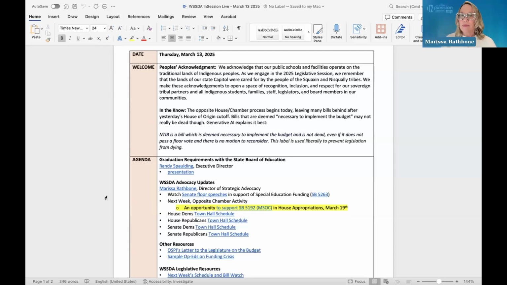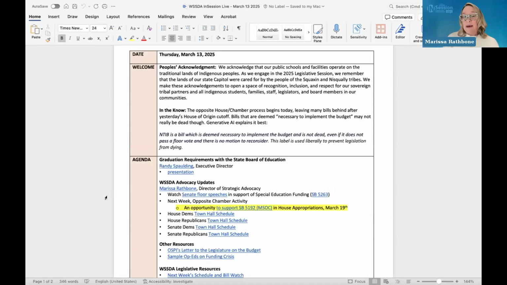We acknowledge that our public schools and facilities operate on the traditional lands of Indigenous peoples. As we engage in the 2025 legislative session, we remember that the lands of our state capital were cared for by the people of the Squaxin and Nisqually tribes. We make these acknowledgments to open a space of recognition, inclusion, and respect for our sovereign tribal partners and all Indigenous students, families, staff, legislators, and board members in our communities.